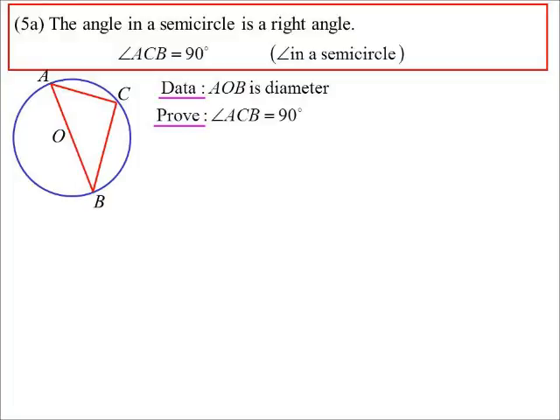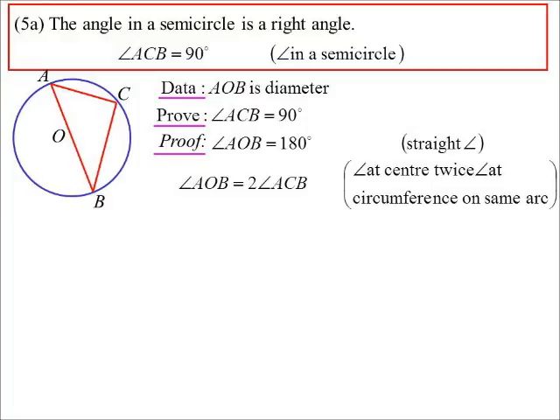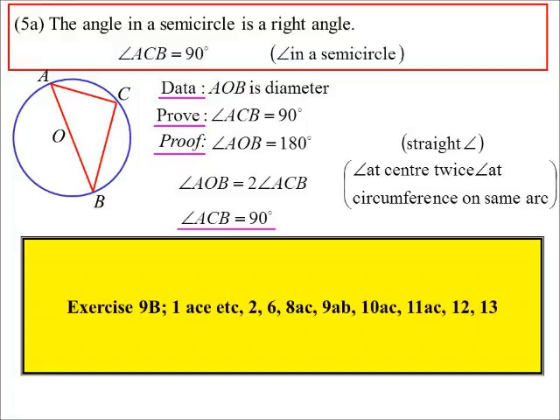So I can say angle AOB is 180 degrees because it's a straight line or a straight angle. Well, we just said the angle at the centre is twice the angle at the circumference standing on the same arc. So therefore, AOB, which we just said is 180 degrees, is going to be twice ACB. So yes, ACB is 90 degrees. Okay. So that's just the first of our angle theorems. We'll look at some more angle theorems tomorrow, but we'll work on 9b today.